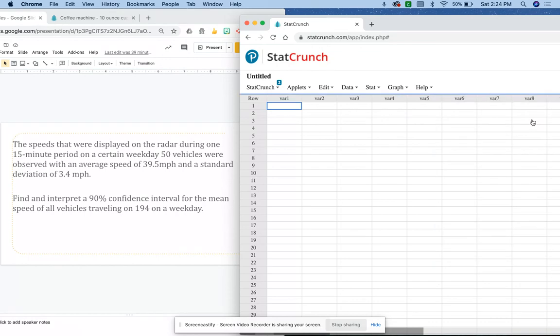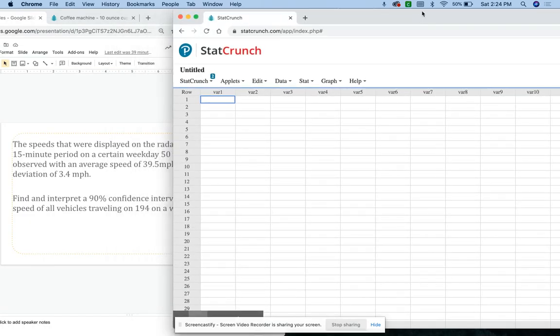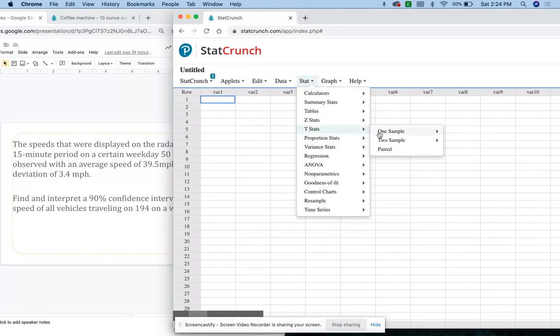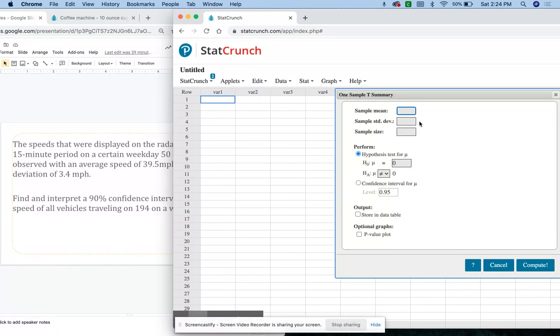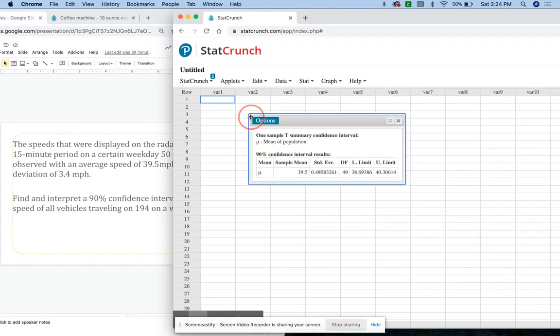And if I click compute, did I accidentally click cancel? Let's see. Stat, T-stats, one sample with summary, 39.5, 3.4, 50. Oh, I did accidentally click cancel. And then compute. Okay, so here we go. And there's my confidence interval, 38.7 to 40.3.